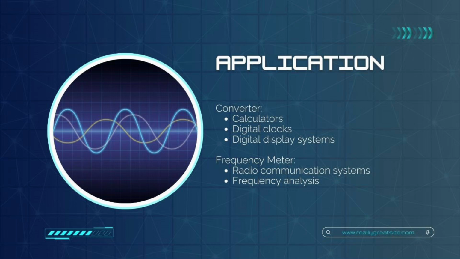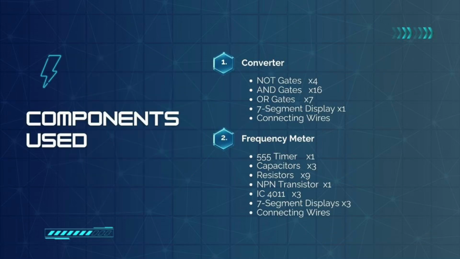Such systems are commonly found in digital clocks, measurement devices, and any scenario where binary data must be converted into human-readable decimal form. The frequency meter, in particular, is widely used in diagnostics and signal processing tasks. The components that were used in this project: for the binary converter we used 4 NOT gates, 16 AND gates, and 7 OR gates to drive the 7-segment display. For the frequency meter part we used a 555 timer for pulse generation, capacitors and resistors for timing control, transistors for switching, and additionally 7-segment displays for output.